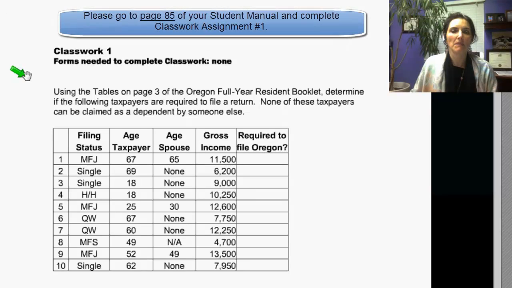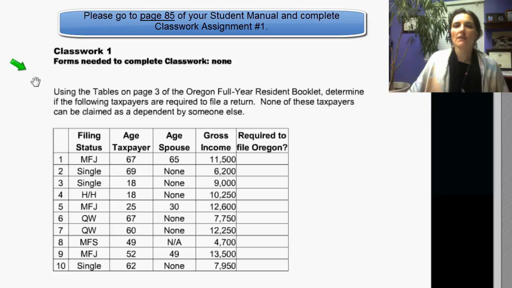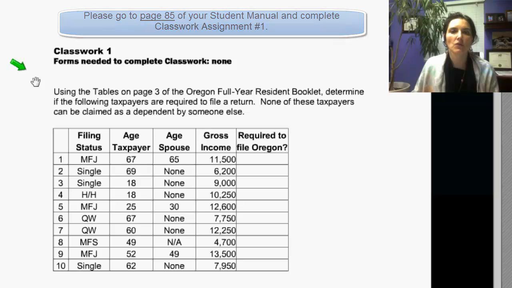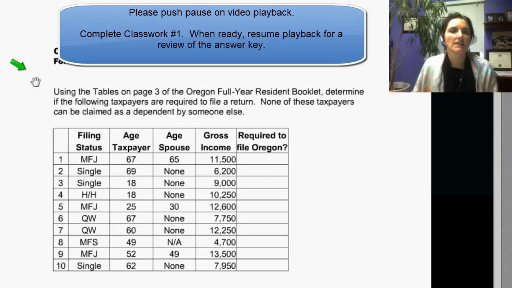At this point, I would like you to complete your Classwork 1 assignment, which involves using the Oregon tax tables found on page 3 of the Oregon Full Year Resident Booklet to determine if the following taxpayers are required to file a return. None of these taxpayers can be claimed as a dependent by someone else. So please, at this point, push pause on video playback, complete Classwork assignment number 1, and when you are finished, please resume playback for a review of the Classwork 1 answer key.